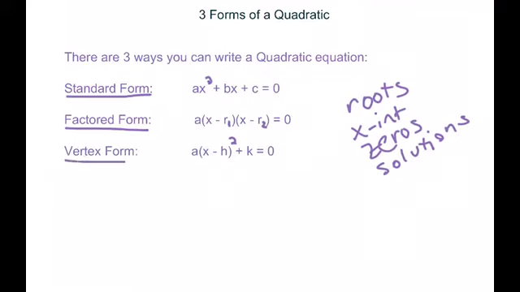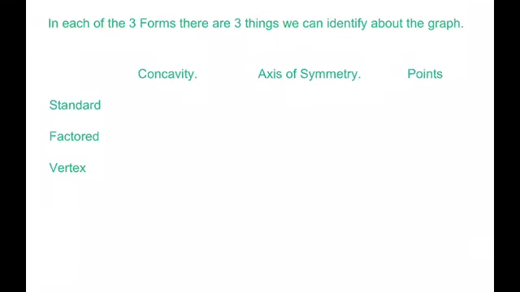And then we have vertex form. Vertex form is in the form a times x minus h squared plus k, and again I set it equal to 0. So these are our three forms, and we're going to look at what we can get from each one of these forms. Now, in each of the three forms, there are three things we can identify about the particular graph. In standard form, we can identify concavity from the sign of a.